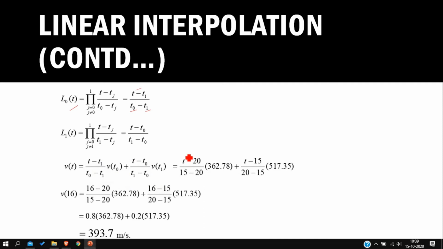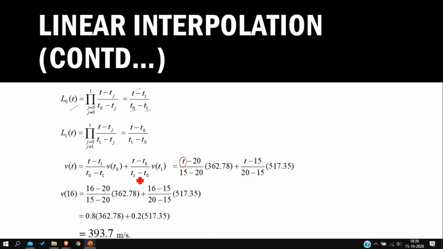Likewise, then t minus 20 divided by 15 minus 20. We are not substituting t here right now, because if t becomes 16, then you can substitute that value. If t becomes 17, the same equation can be used. Whatever be the value of t in between 15 and 20, you can use the same relation. So t minus 20 divided by 15 minus 20 into 362.78 plus t minus 15 divided by 20 minus 15 into 517.35.